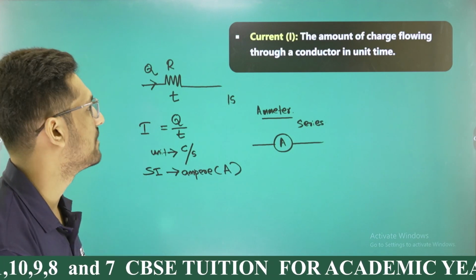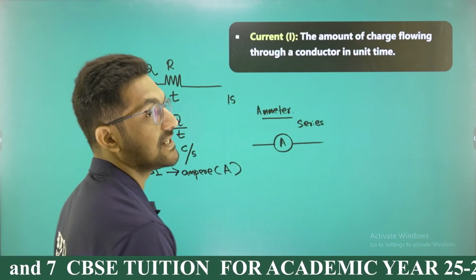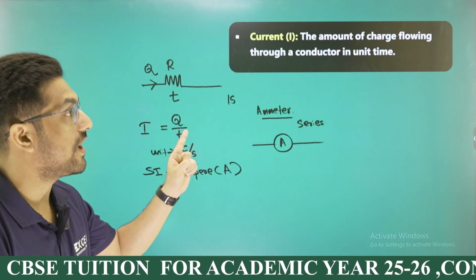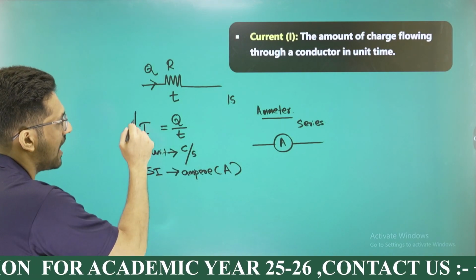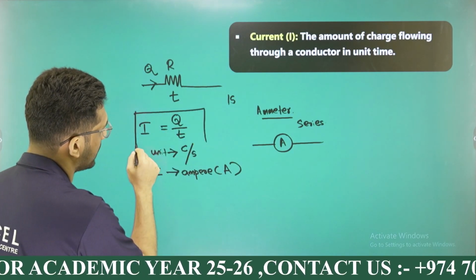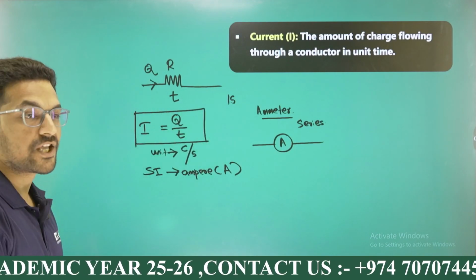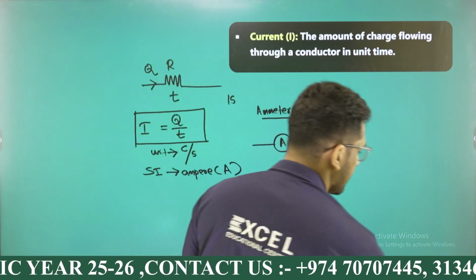Right? Okay. So what is current? That is the amount of charge flowing through a conductor in unit time. This is our second equation. I is equal to Q by T. I think we can move to the first question.